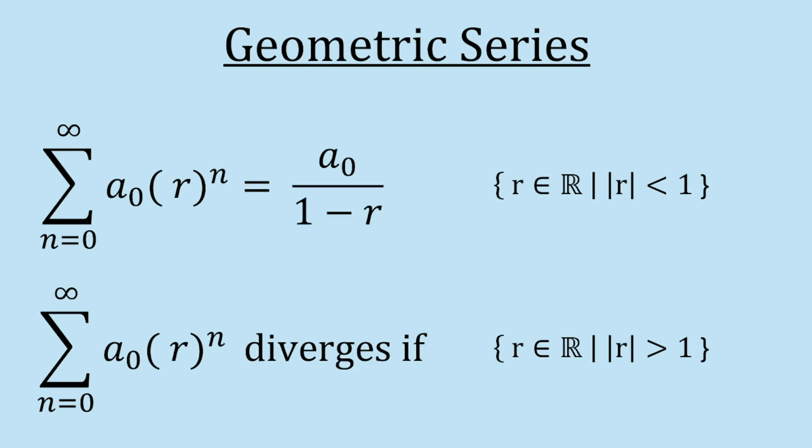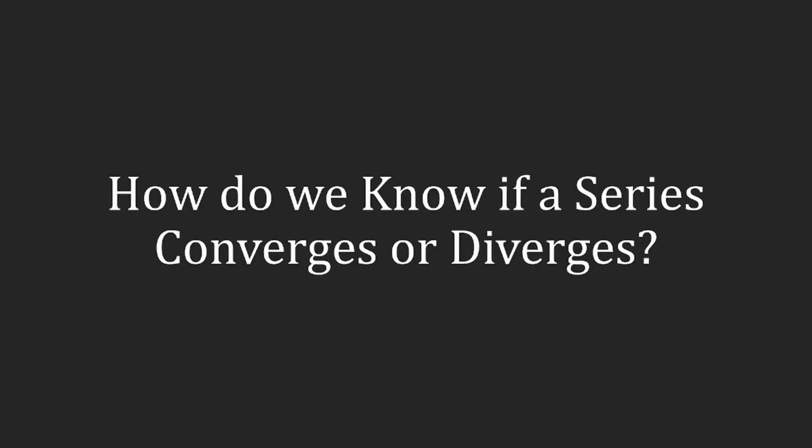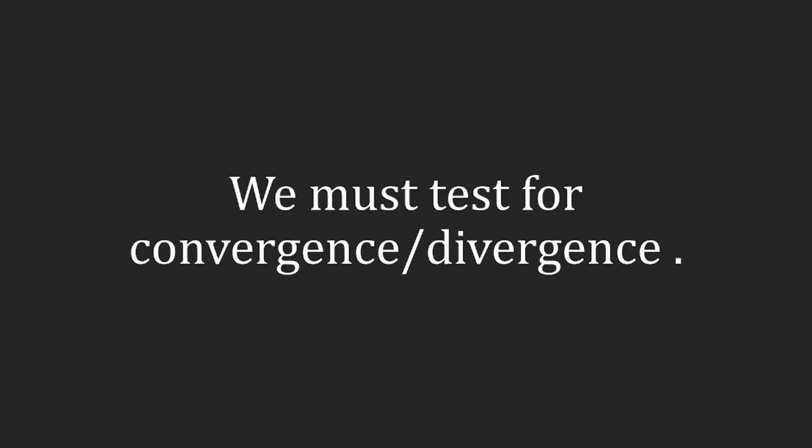So it's the same as the last page. How do we know if a series converges or diverges? What if our series is not a geometric series? Is there any way we can know if it converges or diverges? And the answer is yes, but you have to test for convergence or divergence. There's no way to know with 100% certainty just by looking at something that is convergent or divergent. You have to test for it.